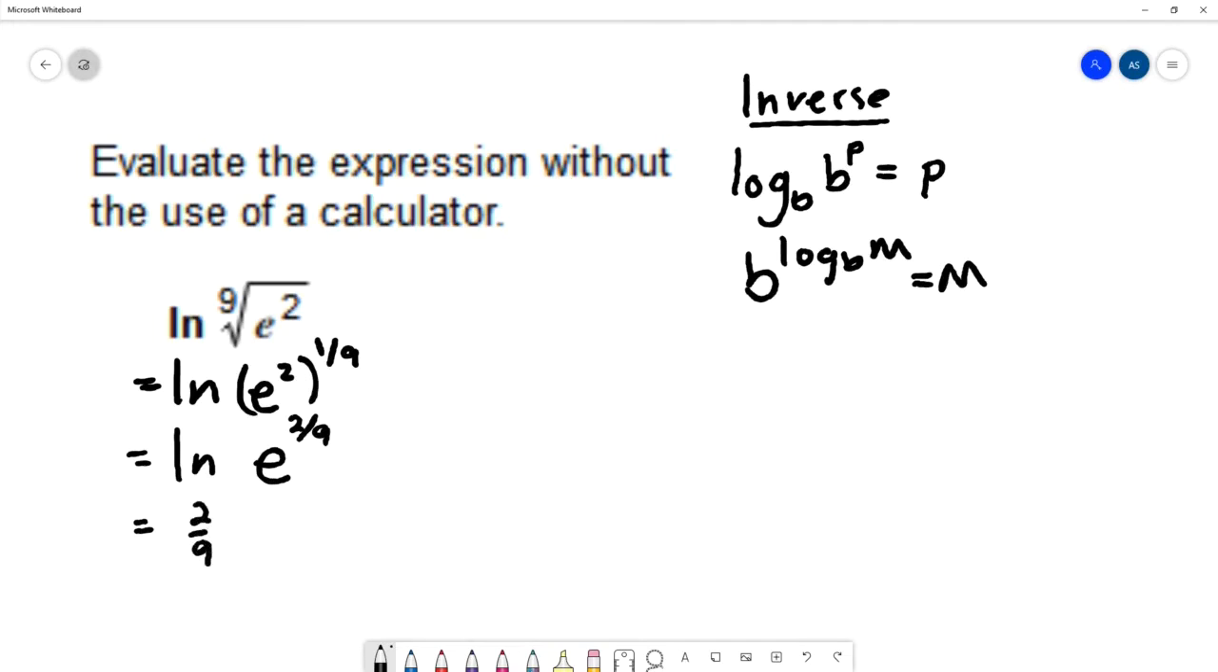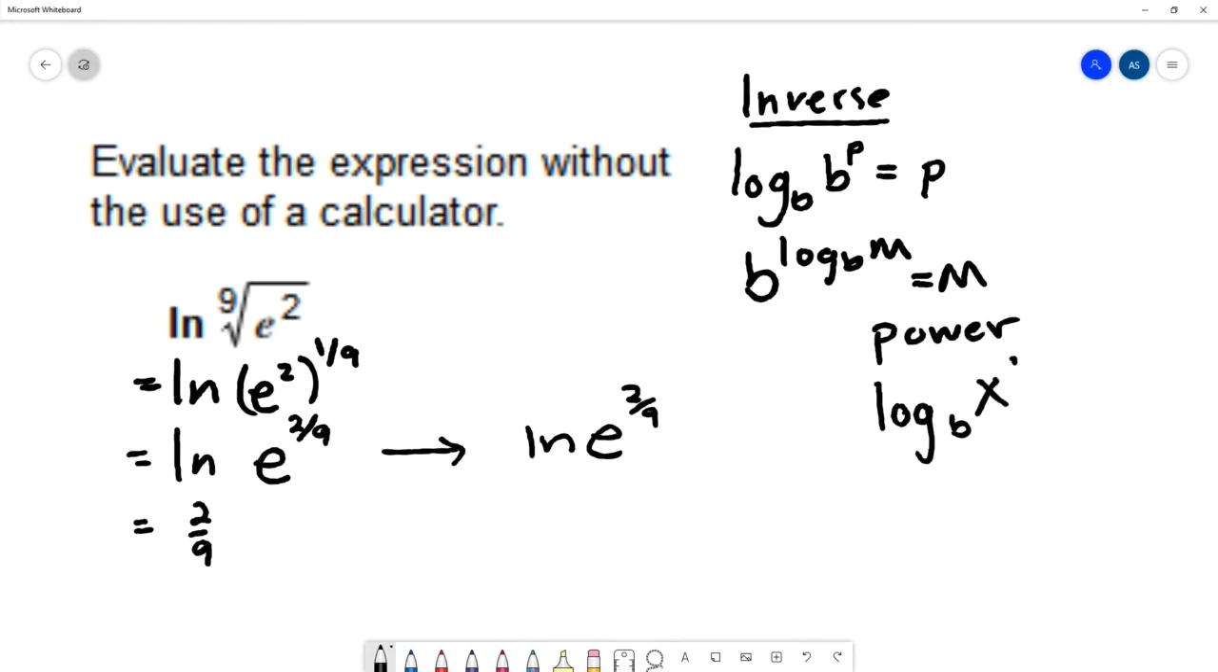Now, this is not the only way you can do this problem. Another option would be to use the power rule for logarithms. The power rule is when you have a power inside the logarithm. If you have log base b of, say, x to a power, you can write that as the power times log base b of x.